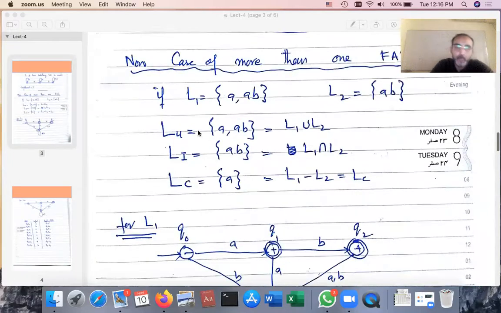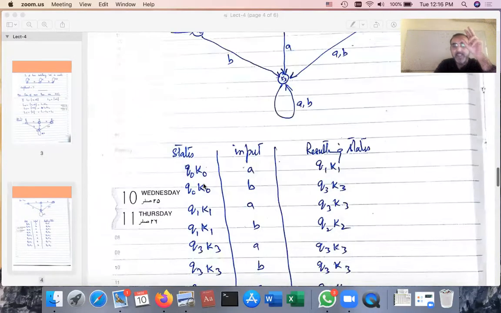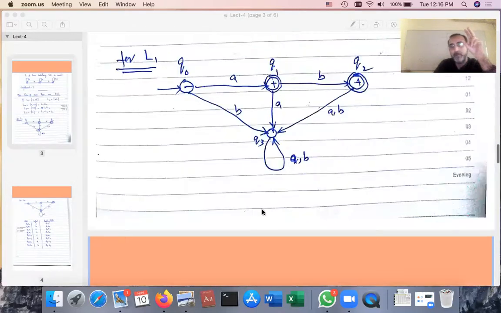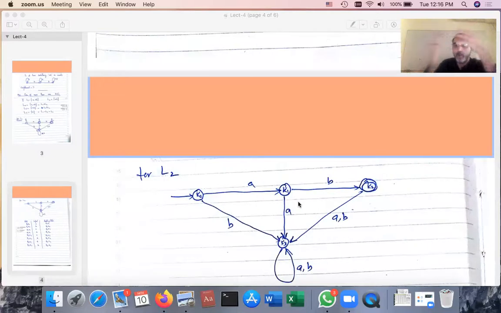And now we can apply the union, intersection, and complement operations. But what are the steps involved? You have to draw the DFAs first. And if you want to calculate the union, intersection, or complement, you have to design a transition table of both of these DFAs in combination.